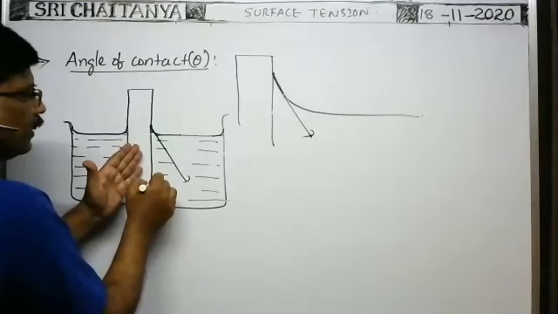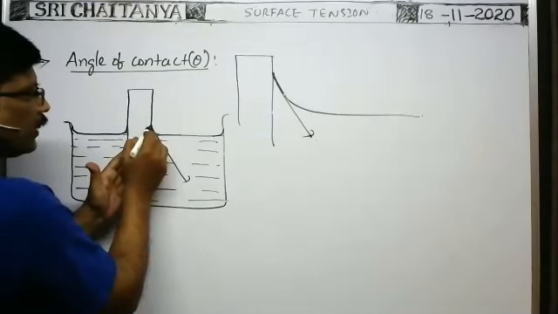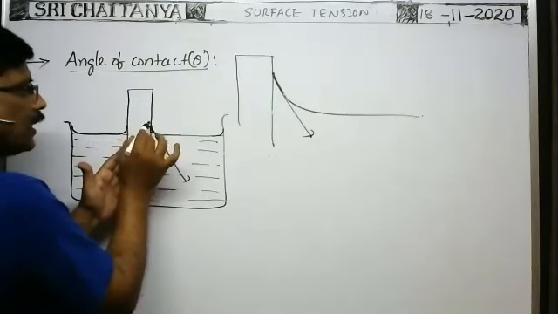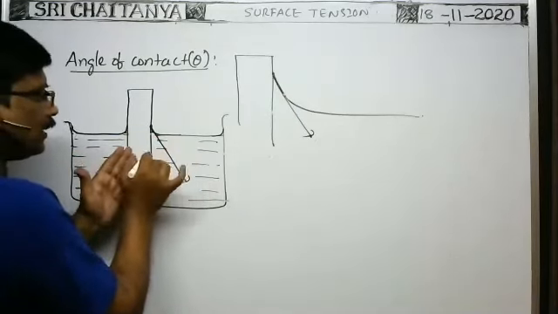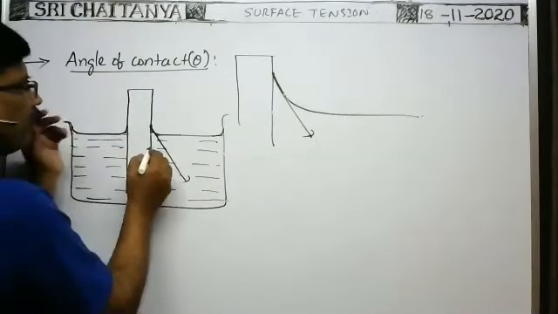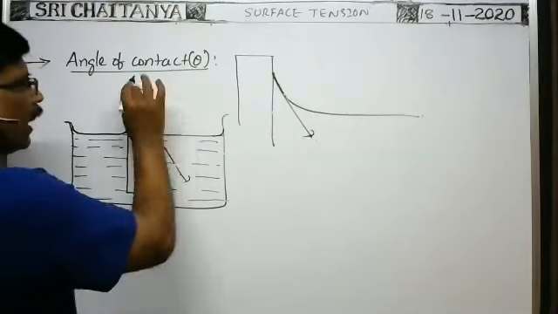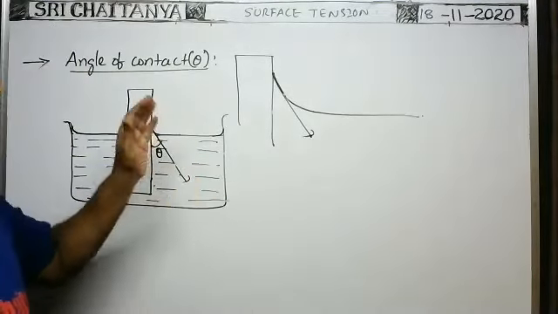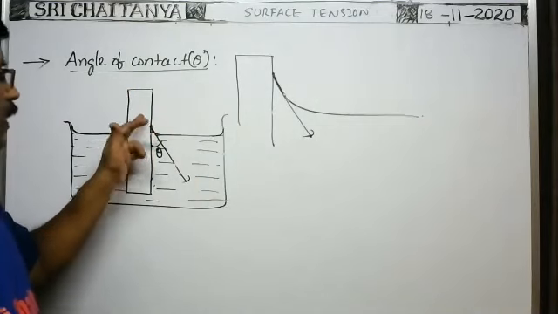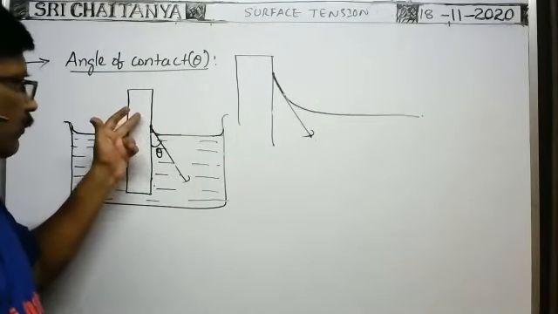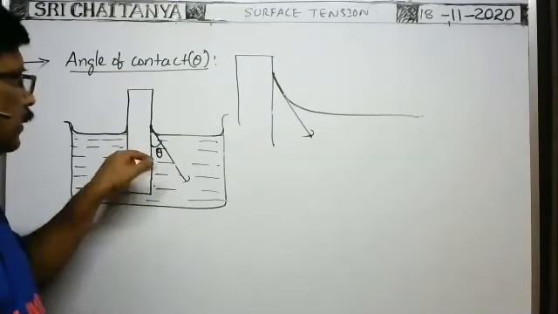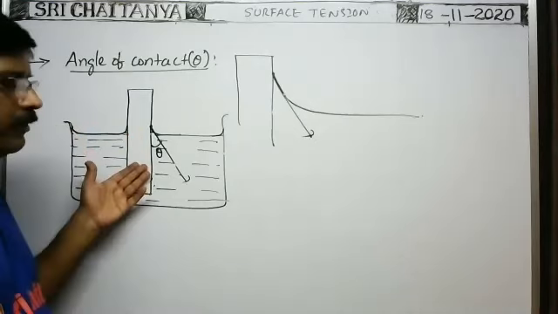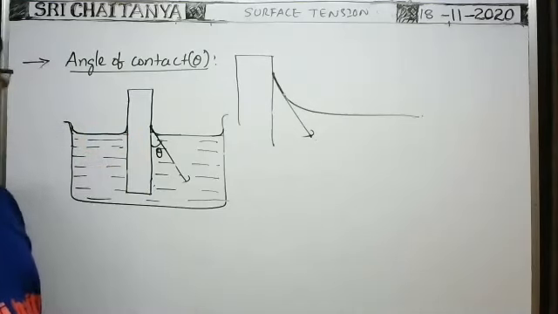Inside the liquid ఉన్న ఈ సాలిడ్ యొక్క సర్ఫేస్ ఇది, పాయింట్ ఆఫ్ కాంటాక్ట్ దగ్గర లిక్విడ్ యొక్క సర్ఫేస్ కి డ్రా చేసిన టాంజెంట్ ఇది. The angle made by the tangent drawn at this point of contact to the liquid surface with the surface of the solid inside the liquid, that angle is called the angle of contact.